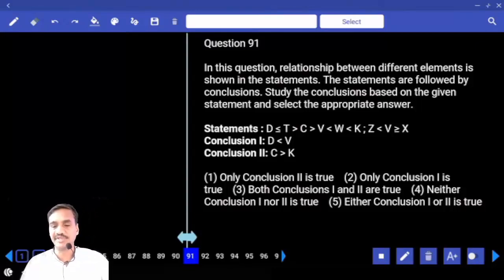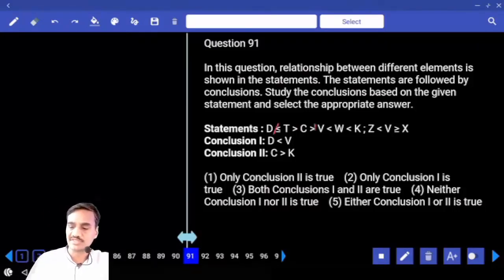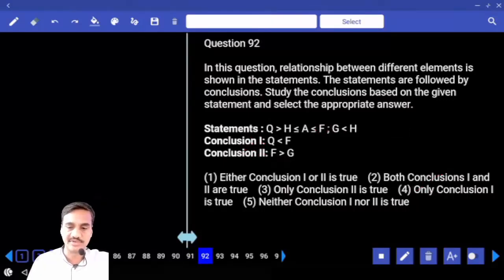Now the relation between D and V needs to be told. D and V, 1 less than, 1 greater than, 2 opposite symbols, no relation. C and K, greater than, less than, 2 opposite symbols, no relation. Hence neither one nor two, choice 4, question number 91.